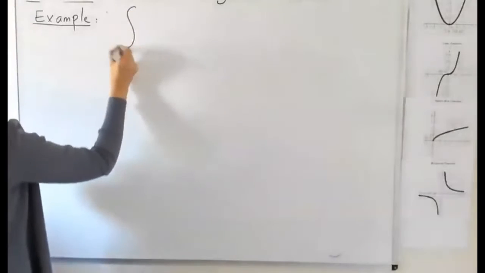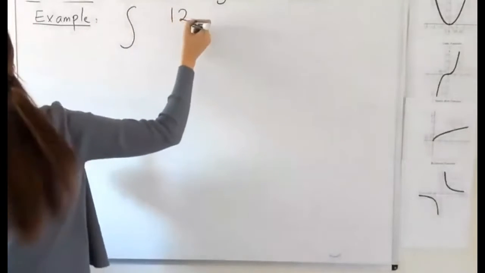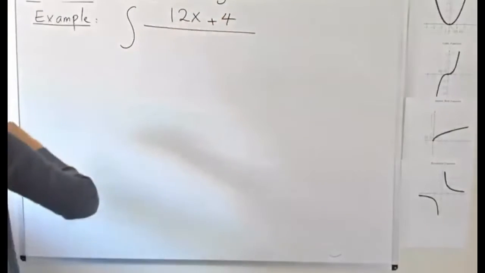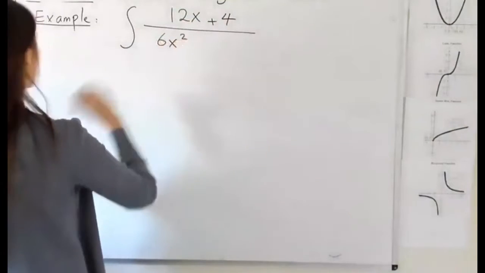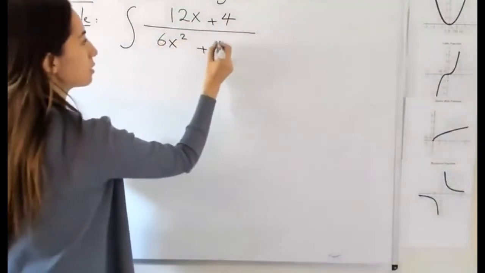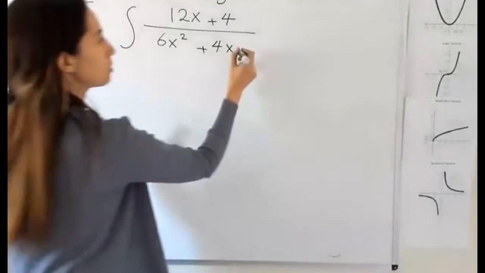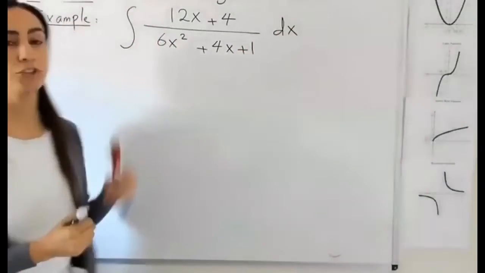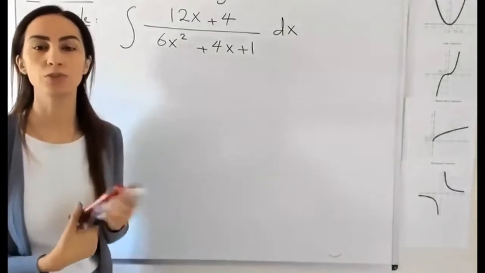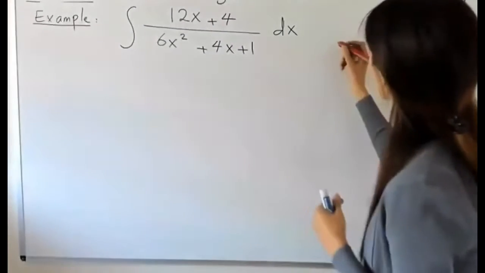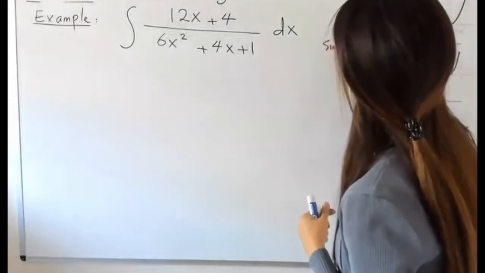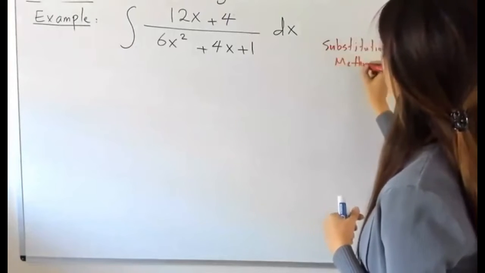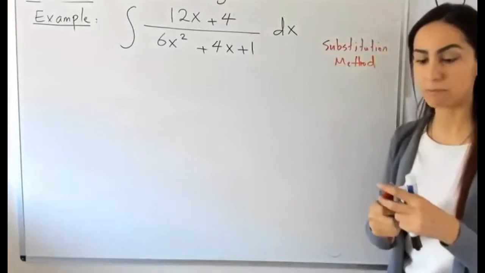Suppose you have the integral of 12x plus 4 divided by, on the denominator we have 6x squared plus 4x plus 1 dx. We're going to introduce the substitution method. So how does this method work?